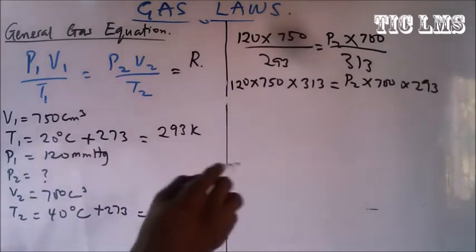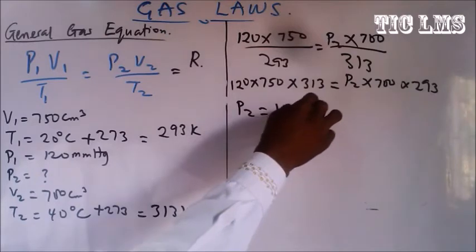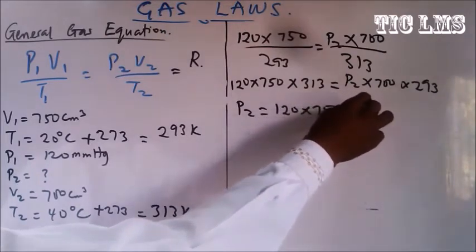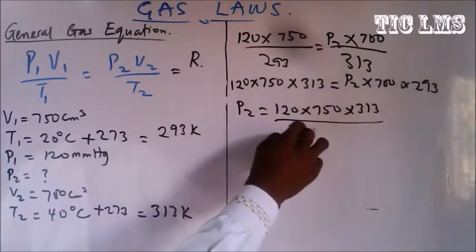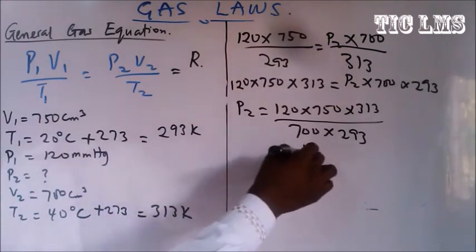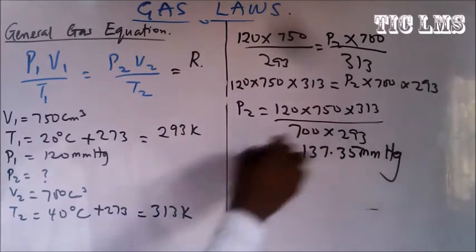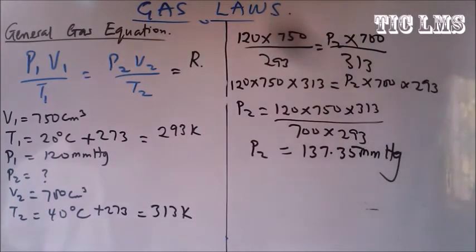And so making P2 the subject, we have P2 equal to 120 times 750 multiplied by 313, divided by 700 multiplied by 293, and that gives 137.35 millimeter mercury as the final pressure.